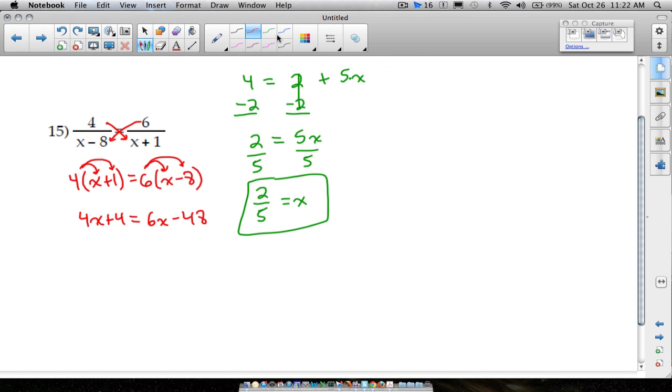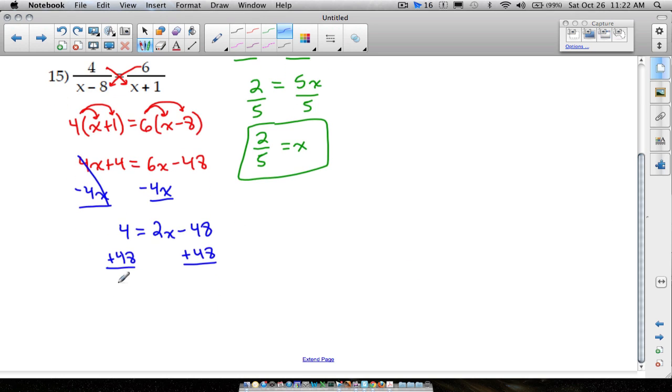Solving this equation, I like moving the smaller x to the bigger x, so subtracting 4x from both sides. Therefore, we have 4 equals 6x minus 4x is 2x minus 48. Adding 48 to both sides, we're trying to get x by itself. So we have 52 is equal to 2x, dividing by 2 on both sides, and we get 26 is equal to x. So we just solved those two equations pretty quick. That one's going to work too. We'll have a problem in a minute where it doesn't, but let's check both of these anyway.